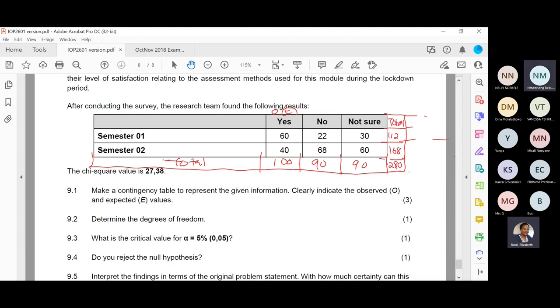So let's do that. Expected for 60 will be 112 times 100 divided by 280. And you can do for the rest of them. Expected for 22 will be 112 times 90 divided by 280. So you can do for all of them.